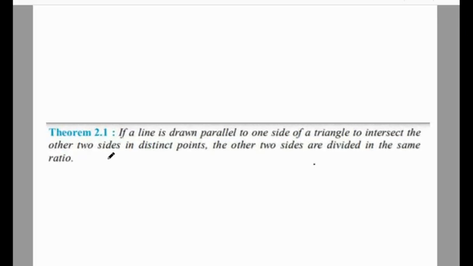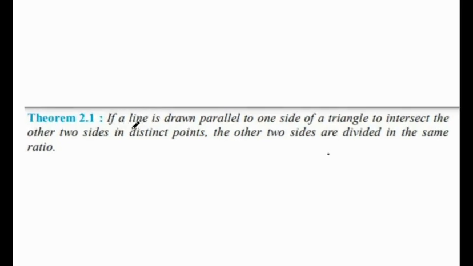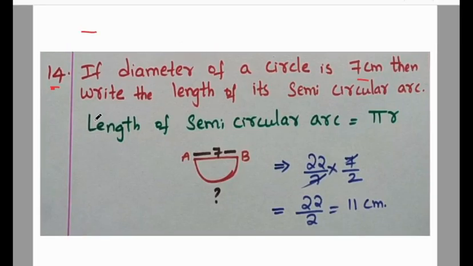13th question. State basic proportionality theorem. If a line is drawn parallel to one side of a triangle to intersect the other two sides in distinct points, the other two sides are divided in the same ratio. One statement either from Pythagoras theorem, basic proportionality theorem, or areas of similar triangles, you will get, students. Learn these statements of theorems by heart.